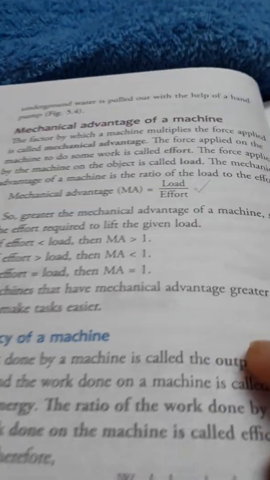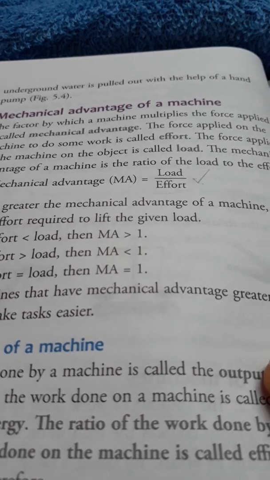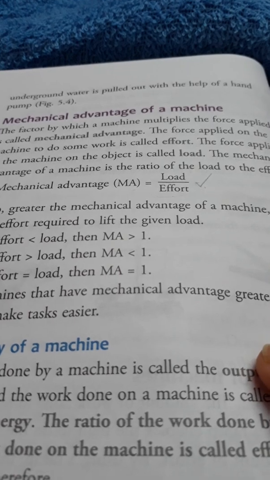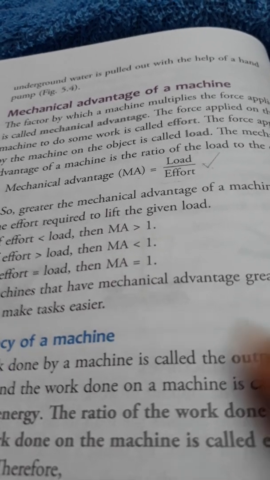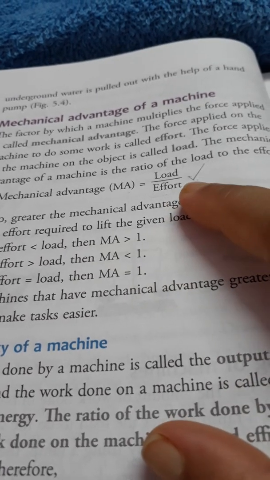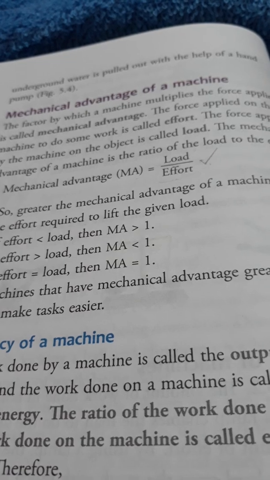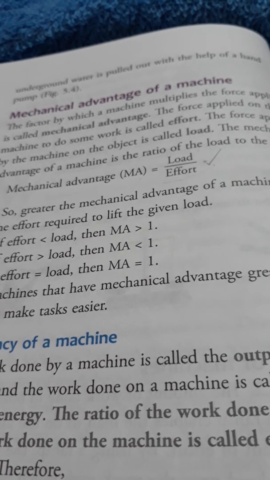So mechanical advantage is the ratio of the load to the effort. The mechanical advantage of a machine is the ratio of the load to the effort. So for mechanical advantage, you have to write load divided by effort. Some machines also reduce the applied force. Most of the machines have a mechanical advantage greater than 1.